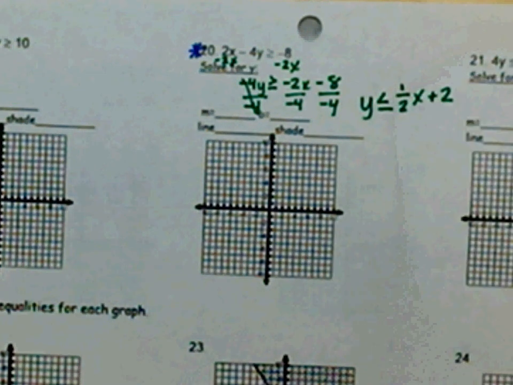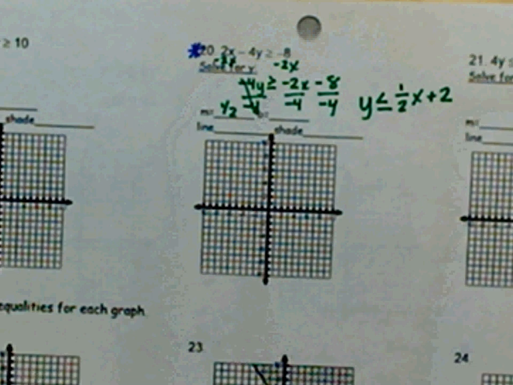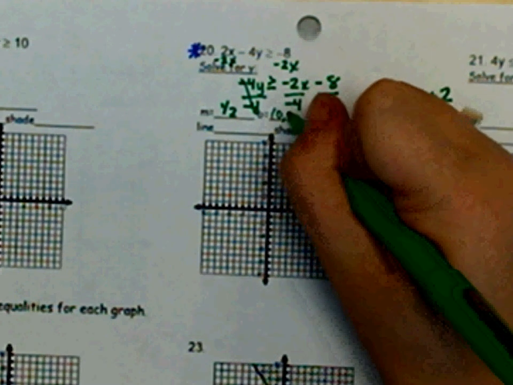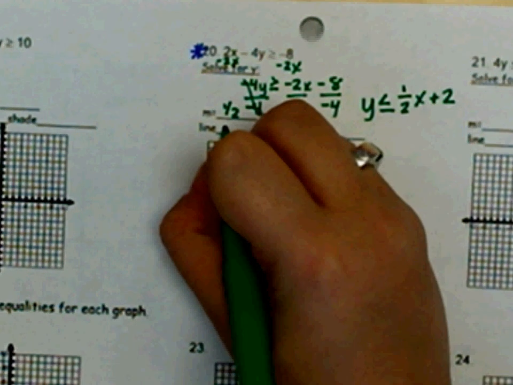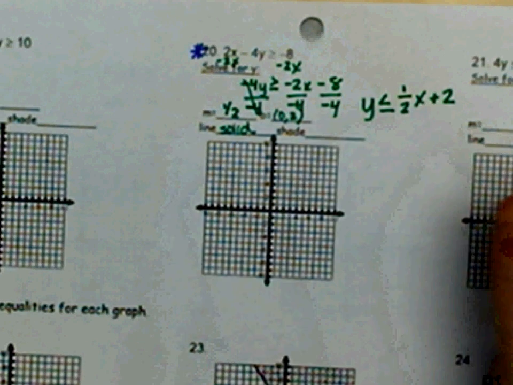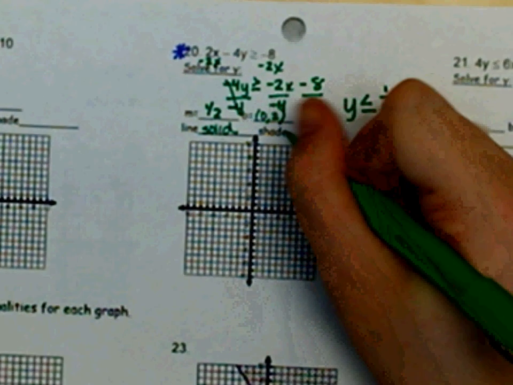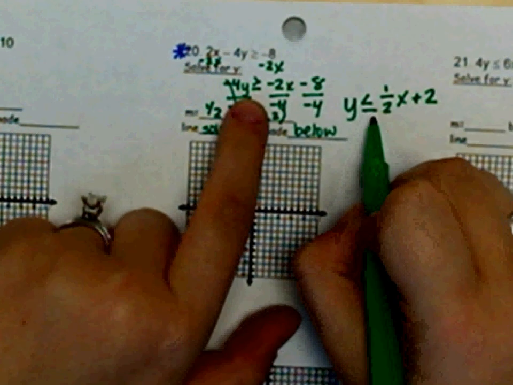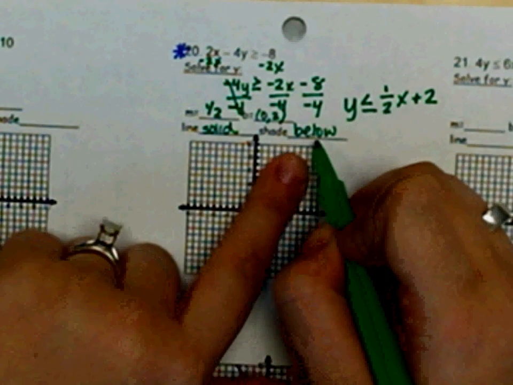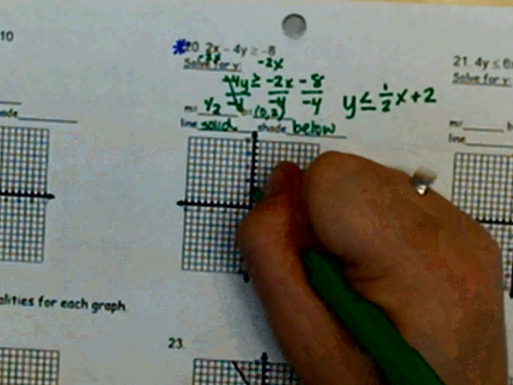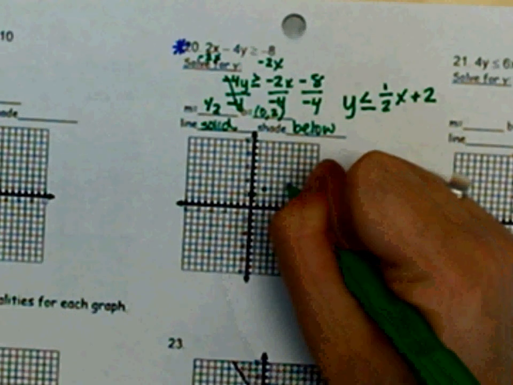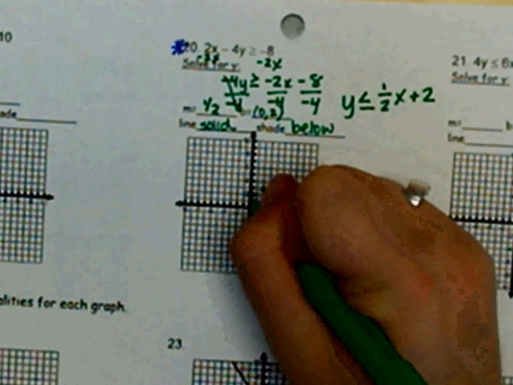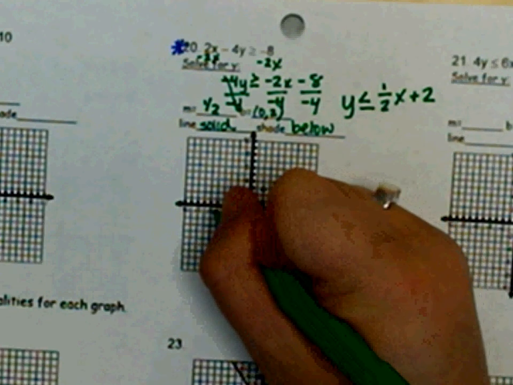My slope is 1/2. My b is 0, 2. My line is solid. It's a normal line now because I have that equal sign, and I'm shading below. So the flip is going to come into play and is going to affect your answer when it comes to the shading, so be very careful. So y-intercept of 2. Here's my slope of 1 over 2. Solid line, and I'm shading below.